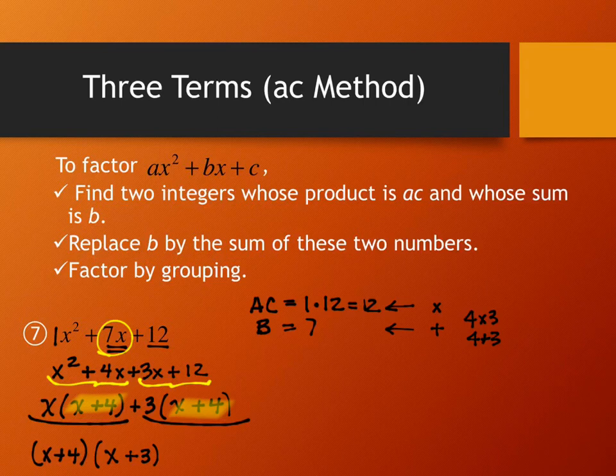Caution. Yes, I realize that the 4 and the 3 are the 4 and 3 from here. The reason that happened was because the coefficient here was a 1. If this coefficient had not been a 1, these numbers down here would not match the numbers that we worked out over here. Okay, so be aware of that.